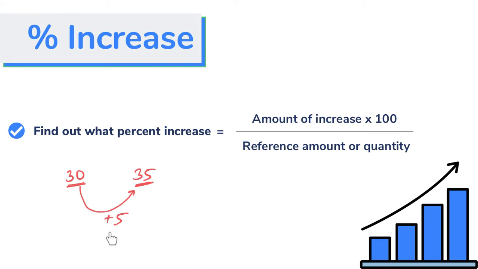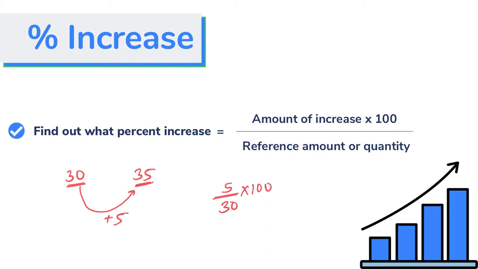Whatever I need to change into percentage, what will I do? I will put it in the numerator, and in the denominator, what will I put? The reference value. And what is the reference value? It is 30. Why? Because the students are changing on 30. Last year 30, now it has become 35. So the change is on 30. So this is our reference value, and whatever the reference value is, we will put in the denominator, the downside. So here I will put 30 and multiply by 100.